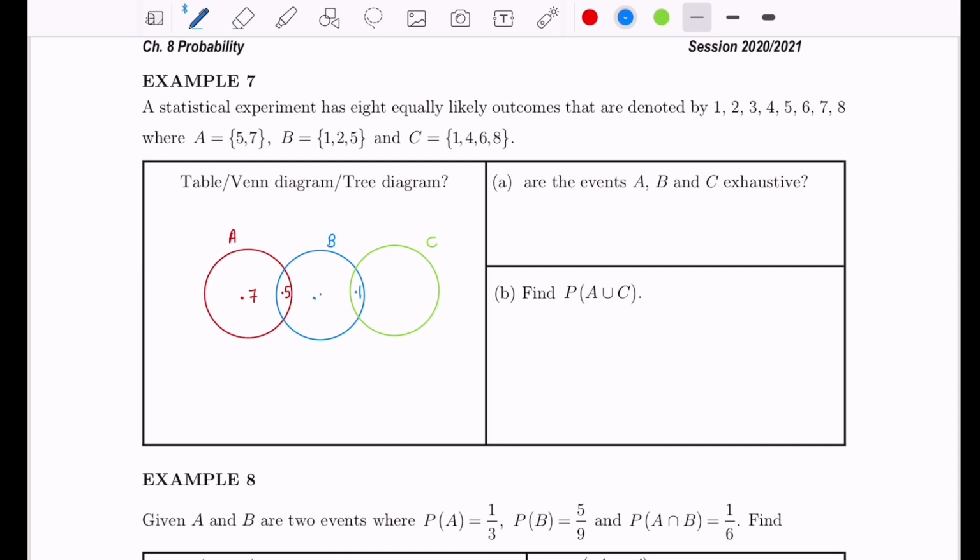Next we're going to put number 2. In C we're going to put numbers 4, 6 and 8. There's still a remaining number, which is number 3. Number 3 is put outside the circles, but still within the sample space. So we're going to put a box to represent the sample space.